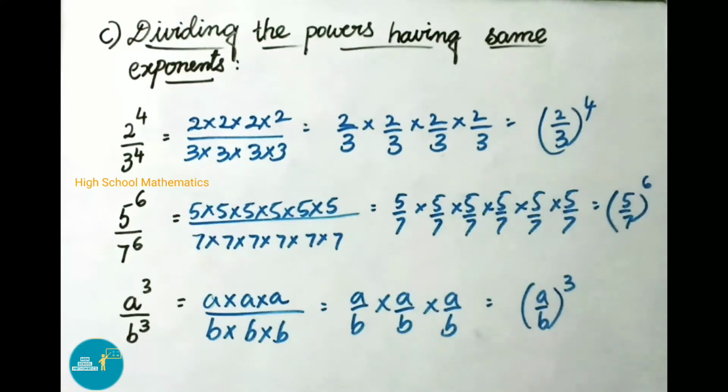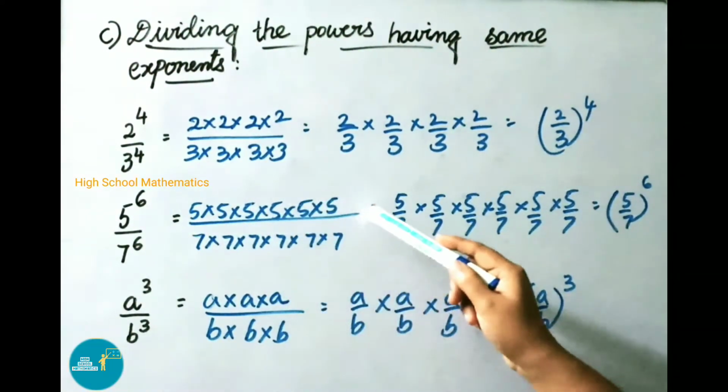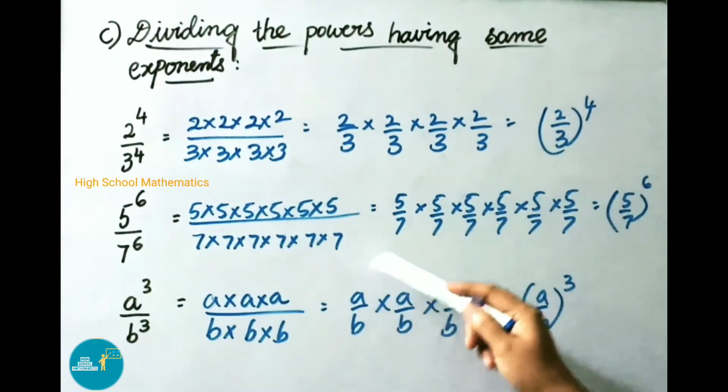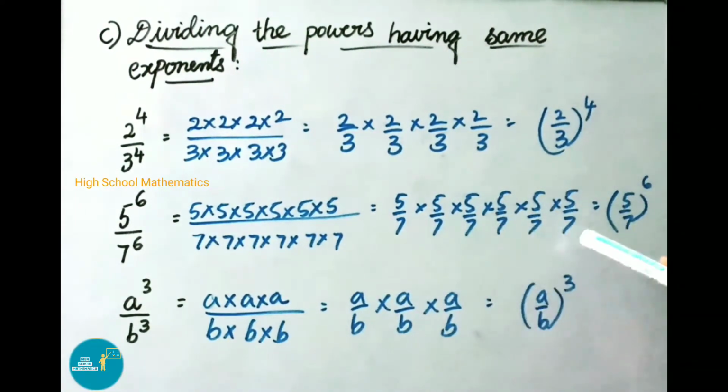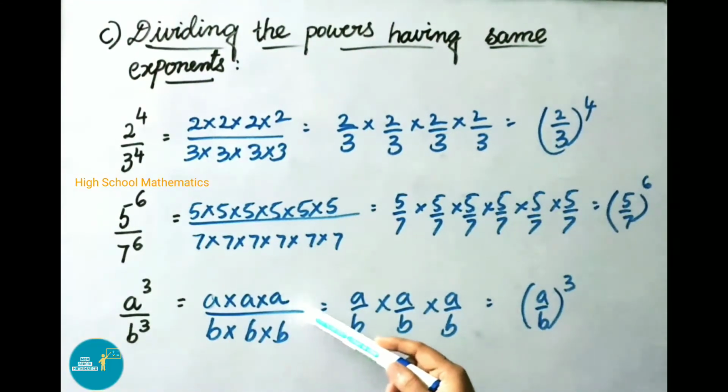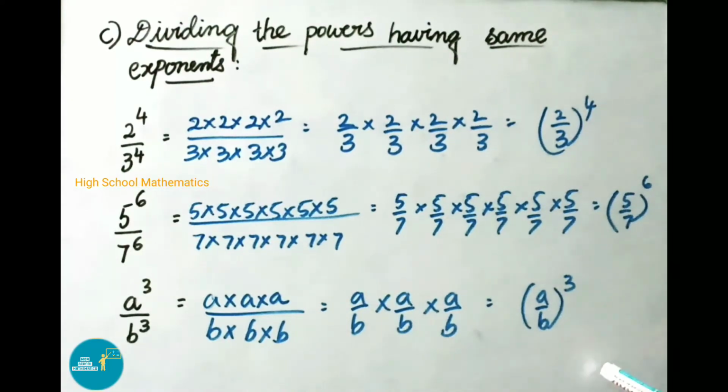See now another example 5 power 6 by 7 power 6. That equals to, here 5 multiplied 6 times by 7 multiplied 6 times. That equals to 5 by 7 multiplied here 6 times. We have written this as 5 by 7 whole power 6. See now another example a power 3 by b power 3. That equals to, here a multiplied 3 times by b power 3 means b multiplied 3 times. That equals to, we have written this as a by b multiplied 3 times. So we have written this as a by b whole power 3.